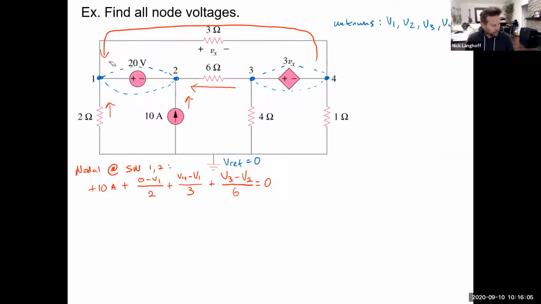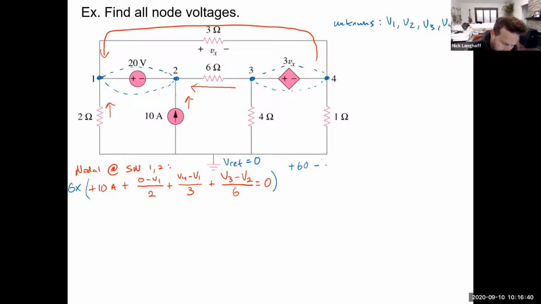And let's massage this equation a little bit. Let's multiply everything through by 6 so we can clear some of that stuff out. So we're going to get a plus 60 amps minus, let's see, 6 over 2 is 3.